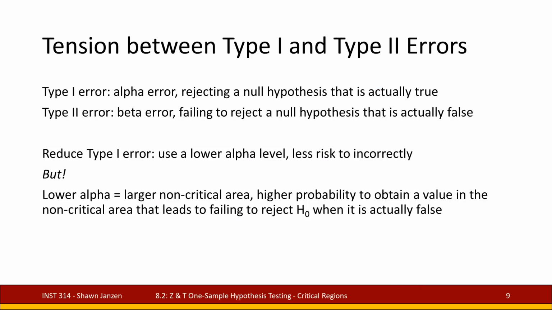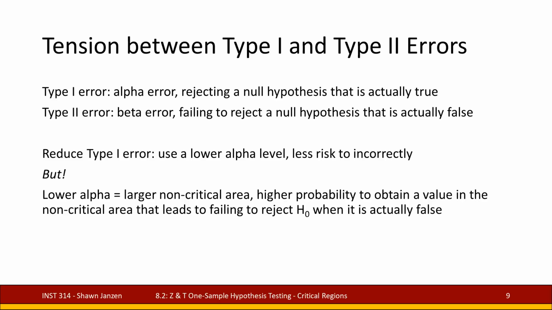Now again, I just want to reiterate, I mentioned this in a previous lecture, that there's an inherent tension between a type 1 and type 2 error. Type 1, just to reflect, is our alpha error. This is what happens if you reject a null hypothesis that's actually true. And a type 2 error is our beta error, where we fail to reject a null hypothesis that is actually false. Now, as we make our type 1 errors smaller, we are reducing the chance of the type 1 error, but we're going to increase our chance of the type 2.